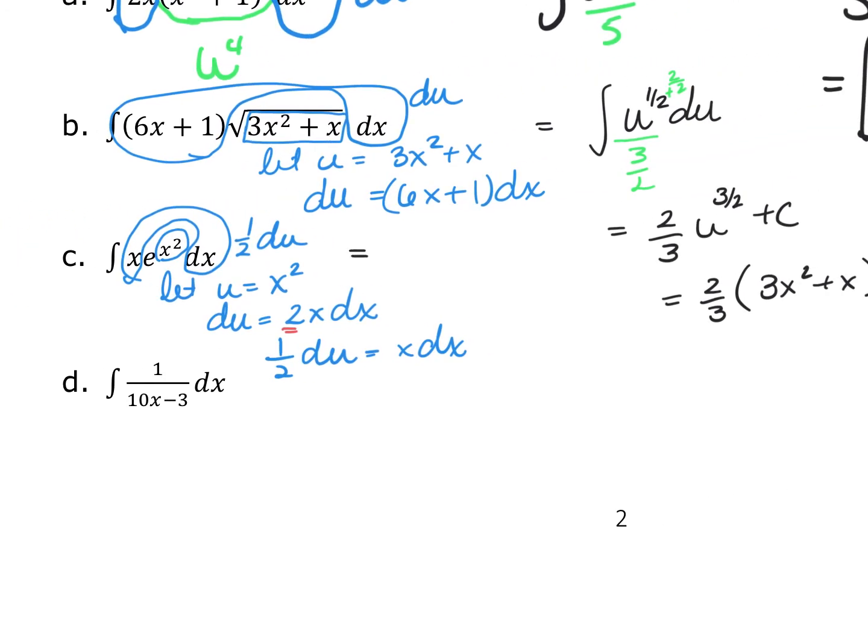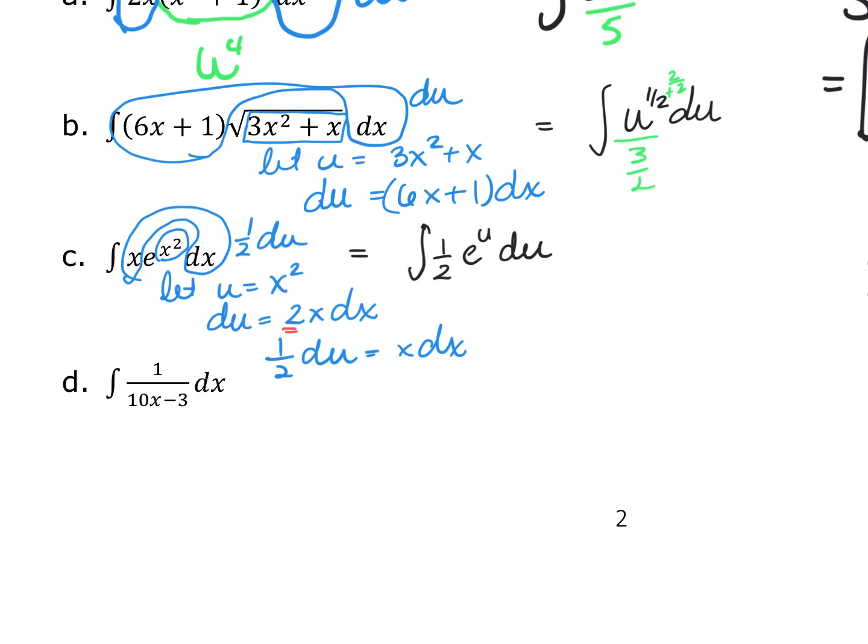So this integration becomes the integration of 1/2 e to the u du. That's because, remember, I don't have that 2 as part of my derivative of the original function, so I have to make that adjustment.